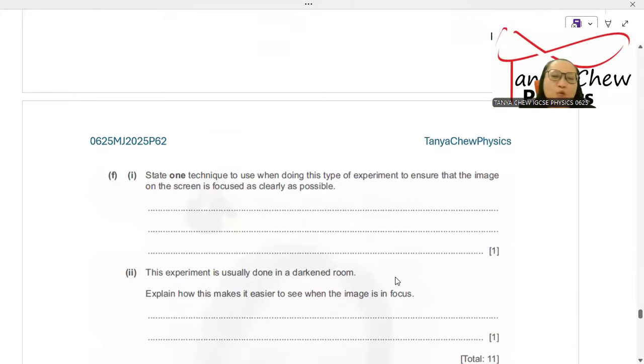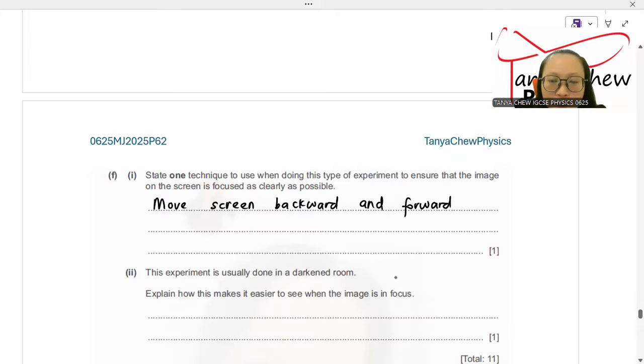Now, F part 1, state one technique to use when doing this type of experiment to ensure that the image on the screen is focused as clearly as possible. You need to be patient. You have to move the screen very slowly, backward and forward until you identify the sharpest image. So one technique: move the screen backward and forward slowly until the sharpest image is determined.